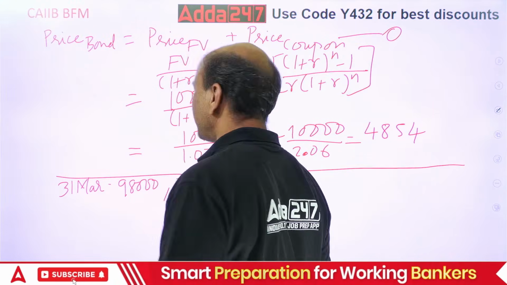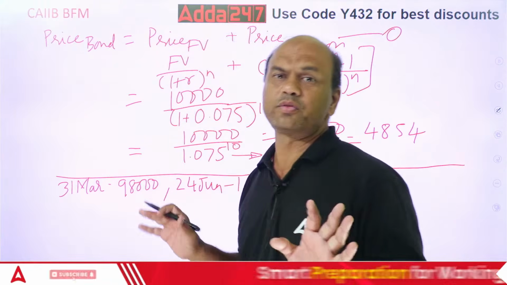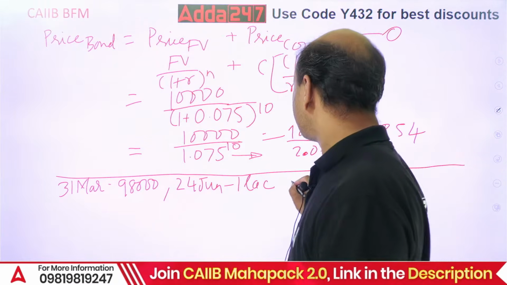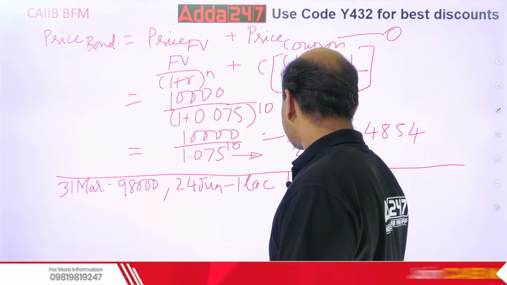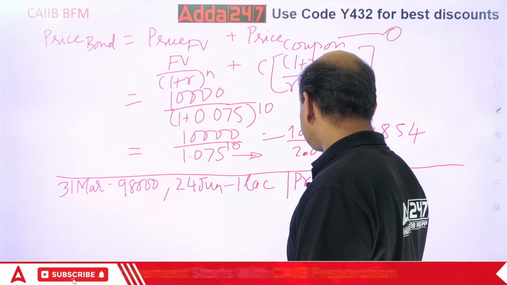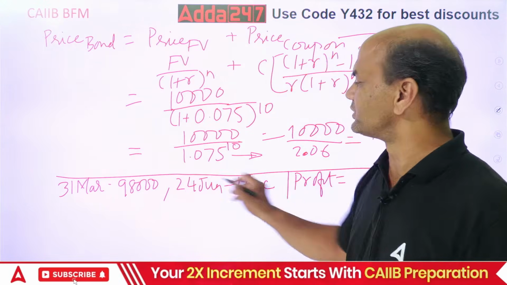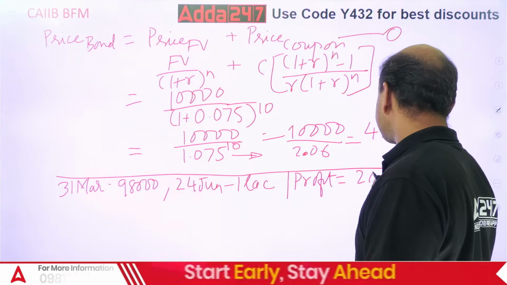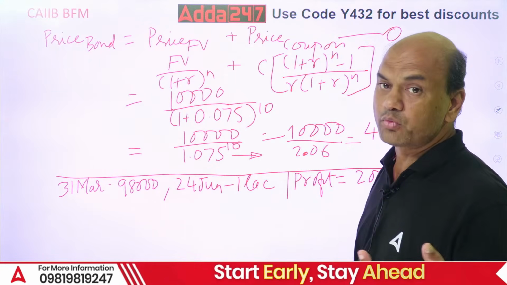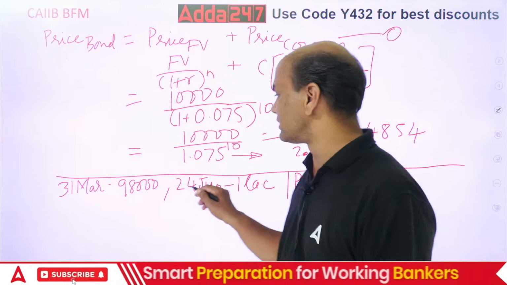Now you have to calculate two parts. Number one, what is the profit? Profit equals 2,000 rupees. So I am getting 2,000 rupees profit. But in what period? What is the duration?